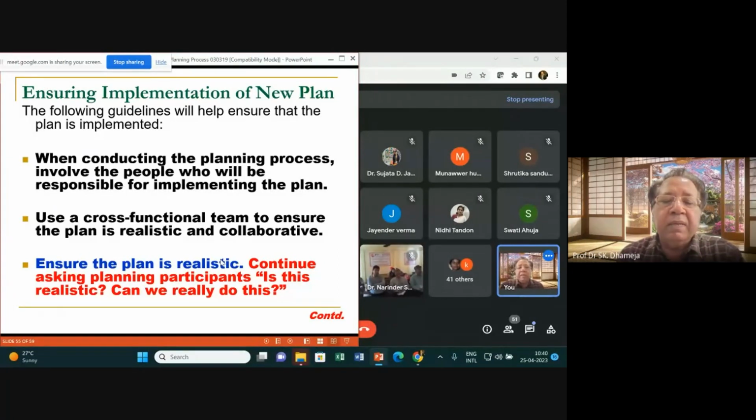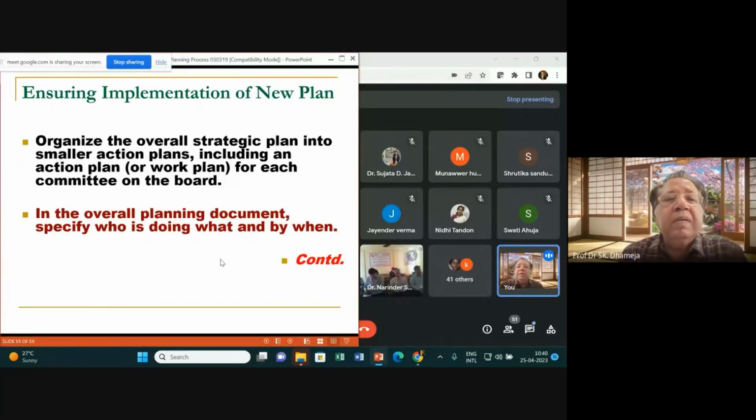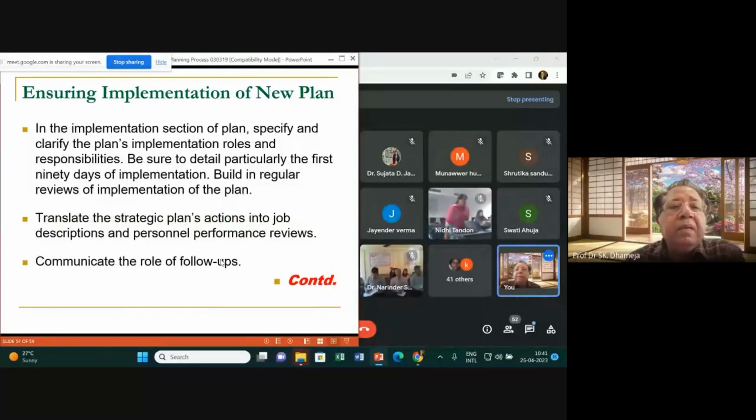Ensure that the plan is realistic. Continue asking planning participants, is this realistic? Can we really do this? Organize the overall strategic plan into smaller action plans, including an action plan or work plan for each committee on the board. In the overall planning document, specify who is doing what and by when. In the implementation section of the plan, specify and clarify the plan's implementation roles and responsibilities.